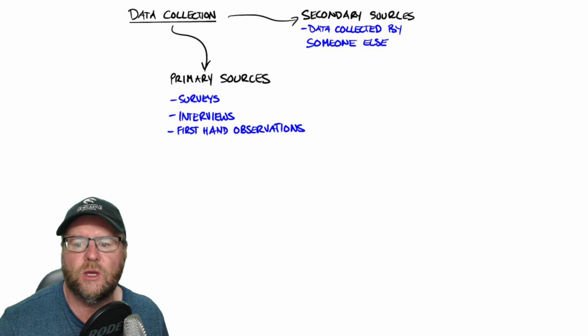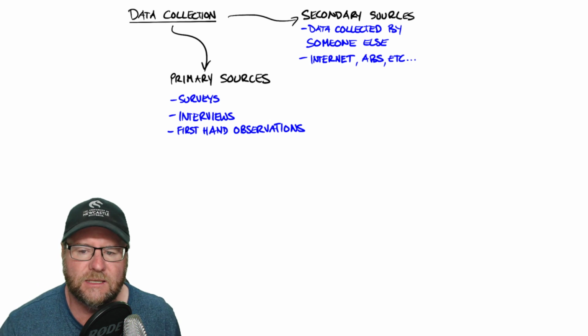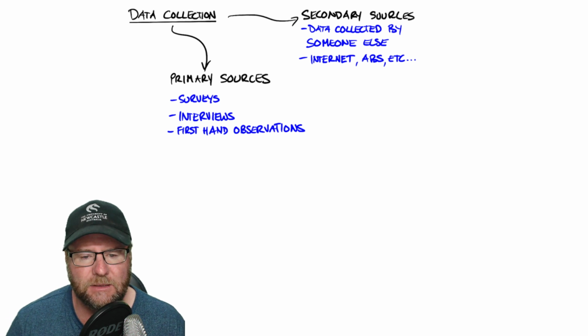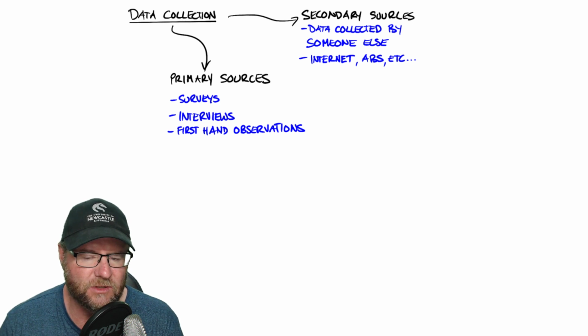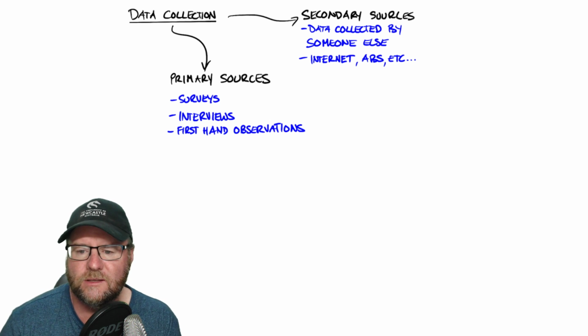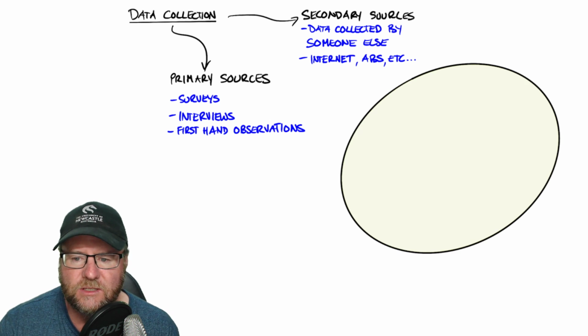Secondary sources, though, is where you go and get data that has been collected by someone else, and it might be via something like the internet, the Australian Bureau of Statistics, something like that. So a secondary source, someone else has done the primary source collection, you're just using their data. All right, primary or secondary sources.